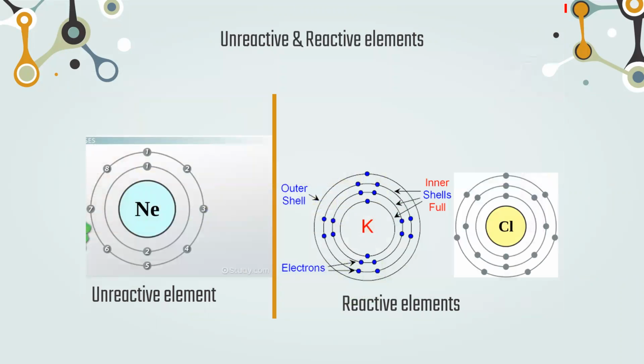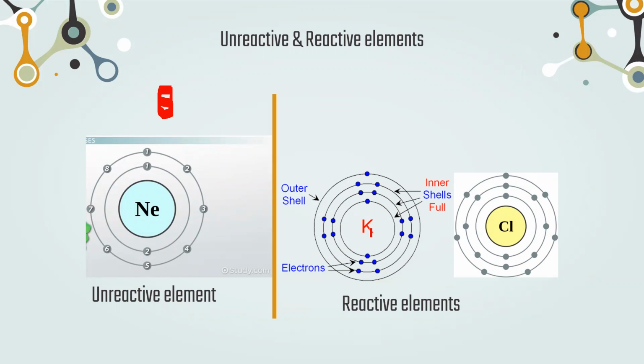Come towards the reactive and unreactive elements. Neon is in the periodic table in group 8, and it is called an unreactive element. Why is it called unreactive? Because it has a complete number of electrons in its outermost shell: 1, 2, 3, 4, 5, 6, 7, and 8. So 8 electrons are there in the outermost shell, and that is why it is called unreactive, because it is not able to lose any electron or catch any electrons.